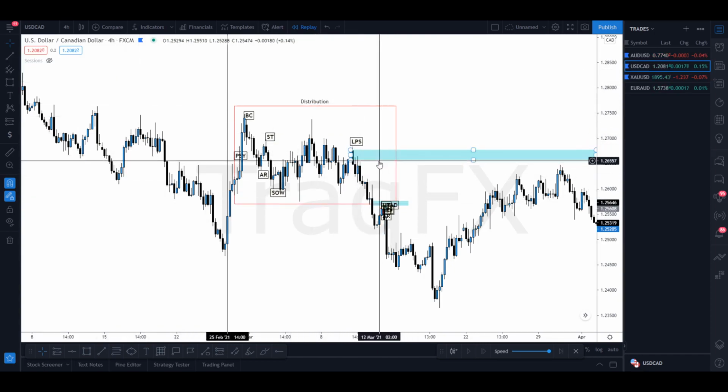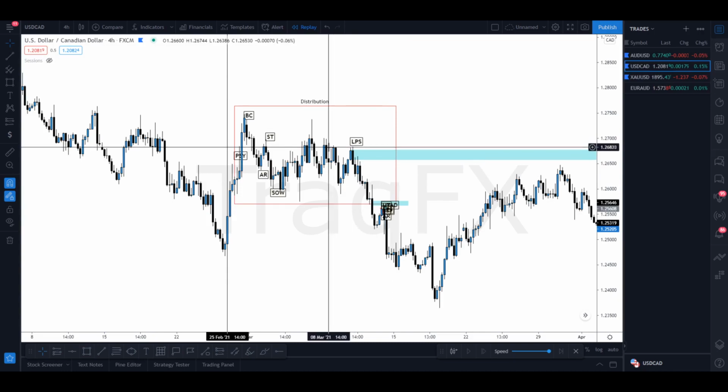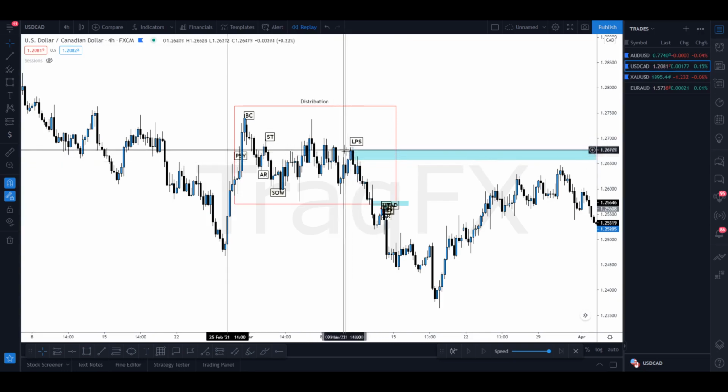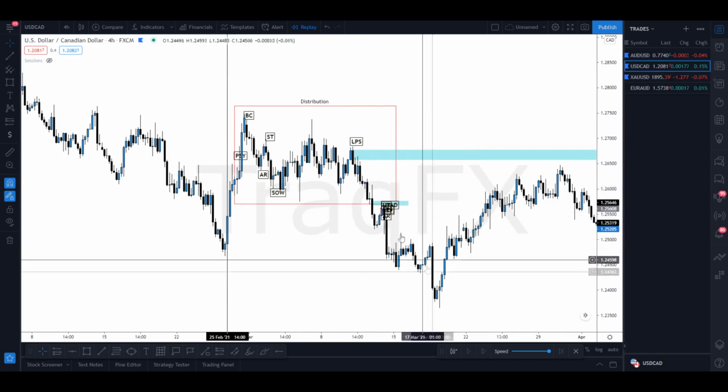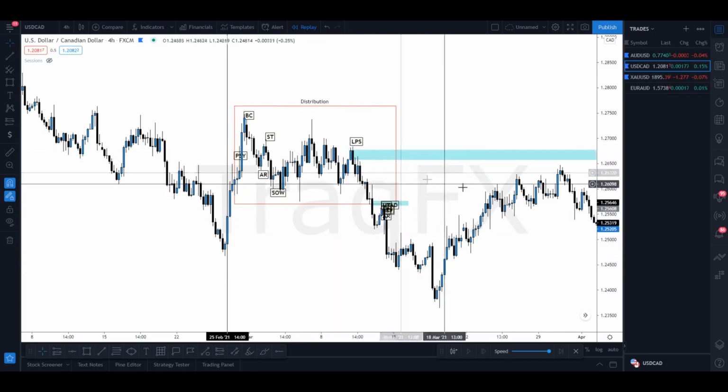How do I know this is my LPS? Well, it's simple. This is the last point before the market pulled back and then sold off. I'm focusing on the major breakout. This is that major breakout, so this is my LPS.